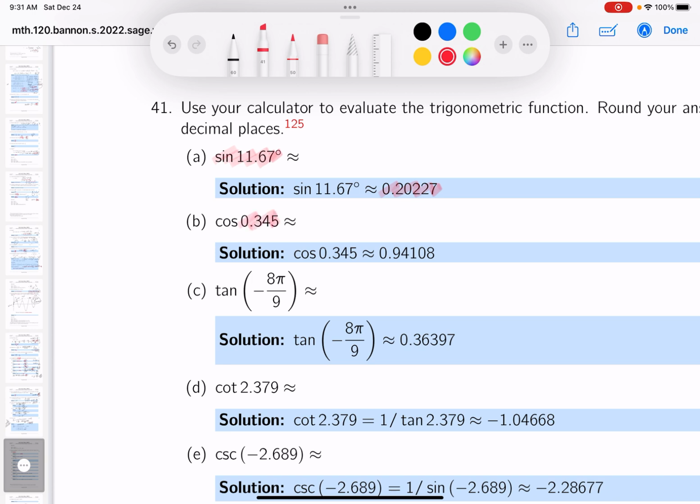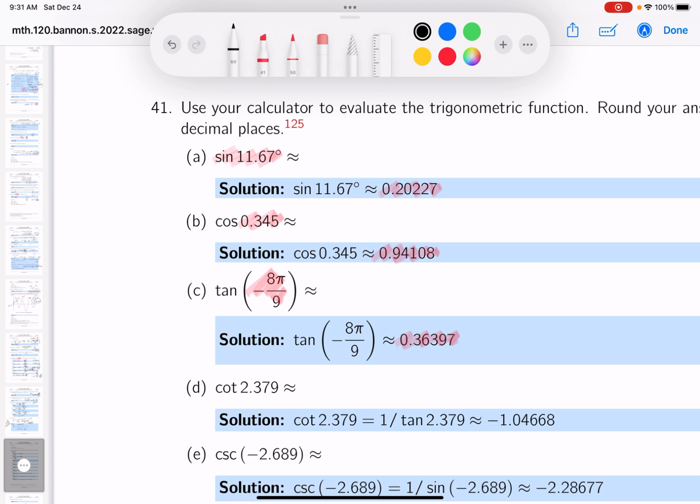Now, this one over here, there's no degree symbol on it, so you need to be in the radian mode, and you would get this number over here. All right. Again, there's no degree symbol on that, so this is going to be in radian mode, and you do the tangent of that, and your calculator should have tangent. All right, you should get this number over here.